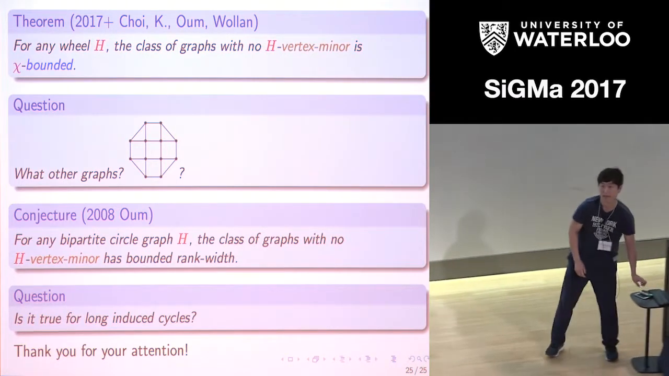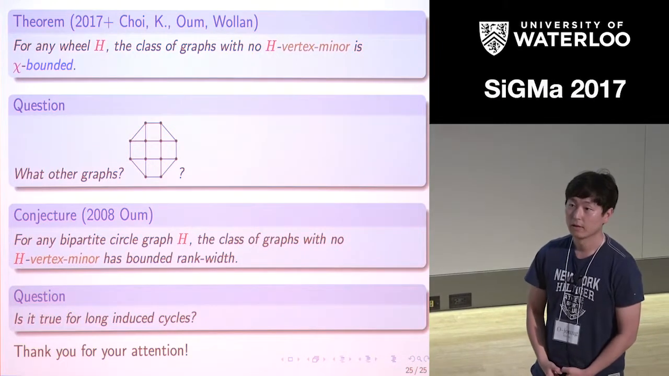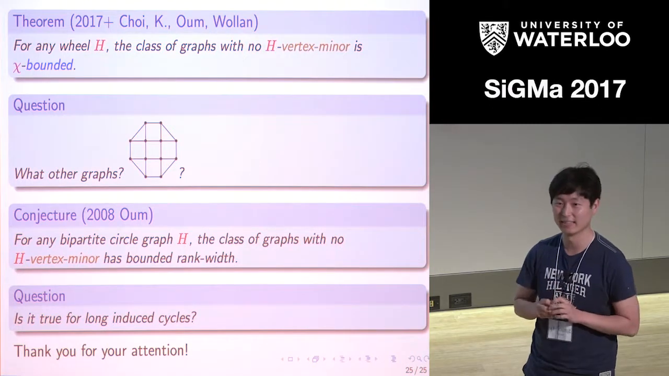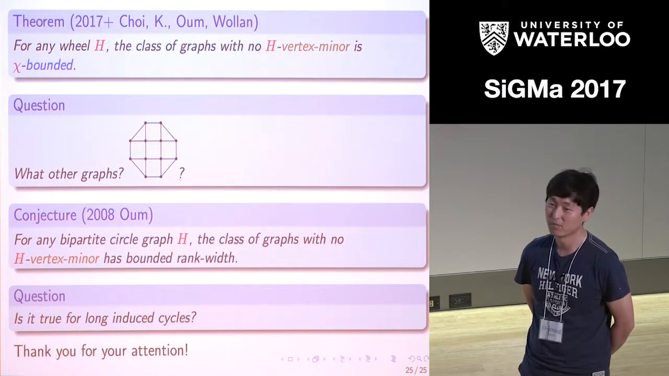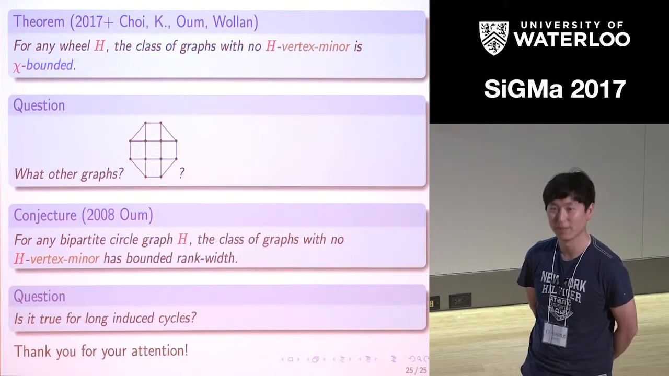Yep, Jim? Two questions. So in the conjecture of Sang-il's, why is it bipartite? I don't know. So the conjecture was for pivot minor actually, it's written in there. Yes. And then probably for vertex minor, maybe bipartite graph. Yeah, maybe only circle graph.